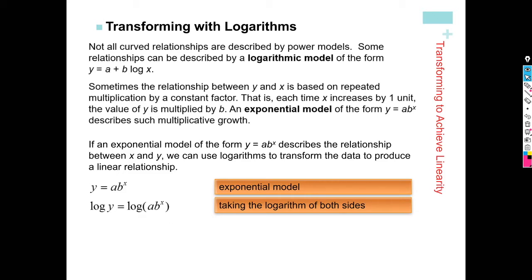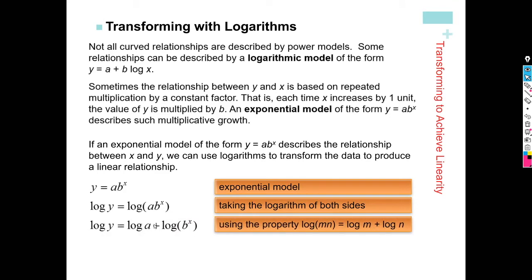So one of the properties of logarithms is that if you have multiplication happening inside of the logarithm, log of a times b, that property is that log of a times b is log of a plus the log of b. So if I have log of a b to the x, that's the same as log of a plus log of b to the x. That's a property of logarithms.